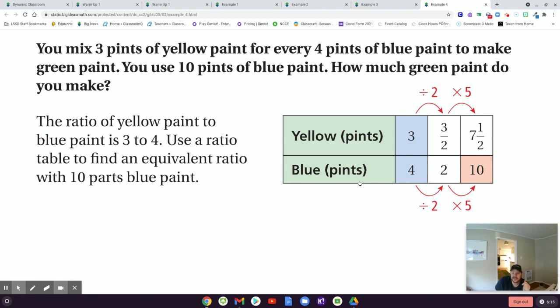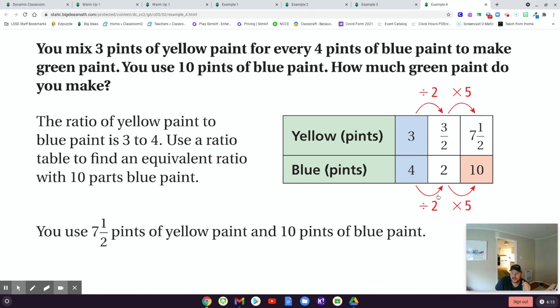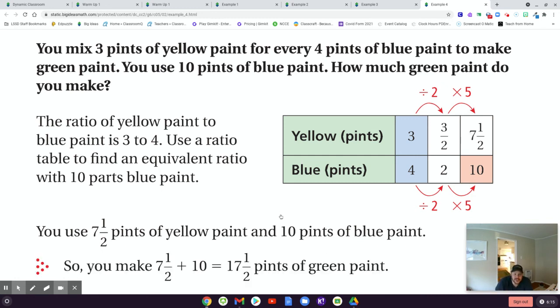The other way you can do this is to divide this 4 by 2 like they're doing here. And you find out that you also have to divide this one by 2. So it's 1.5 pints of yellow for every 2 pints of blue, which you can then multiply by 5 to get that same 7.5. Okay, so these ratio tables are just ways to solve, and they're showing an example of how you would then answer, because the final answer is how much green paint do you make. So you would make a total of 17.5 pints of green paint because you have 10 blue mixed with 7.5 yellow. All right, so that is ratio tables.